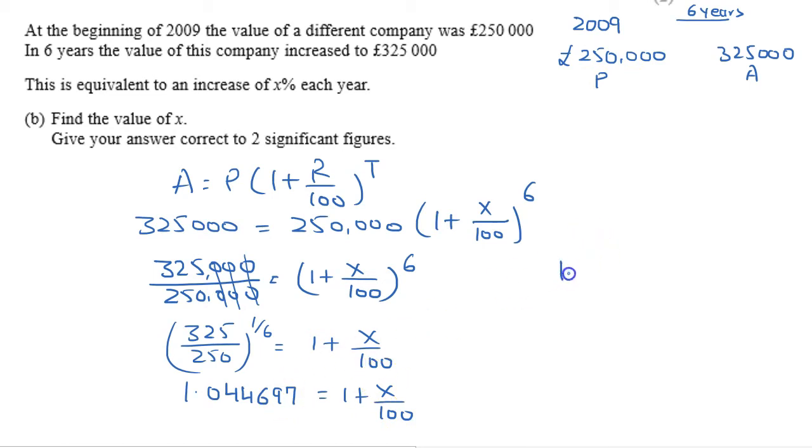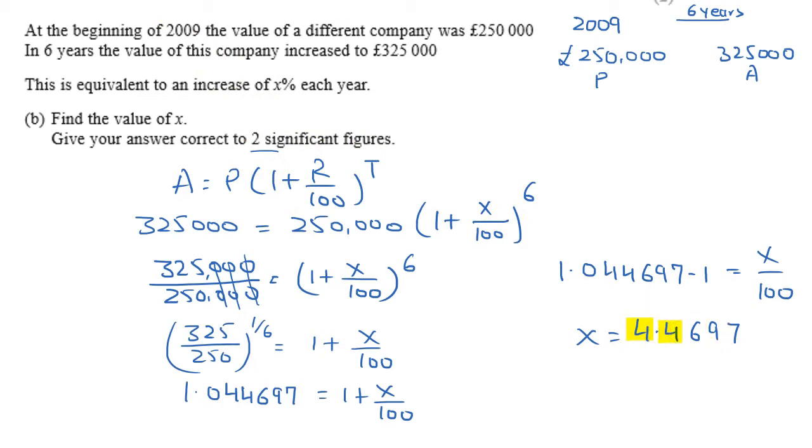So this can be written as 1.044697 minus 1 is equal to X over 100. So X will be 4.4697. We have to write up to 2 significant figures. So this is the first significant figure and second significant figure. But the next number is 6, so we have to add 1 here. So the answer will be X is equal to 4.5%. That is the value of X.